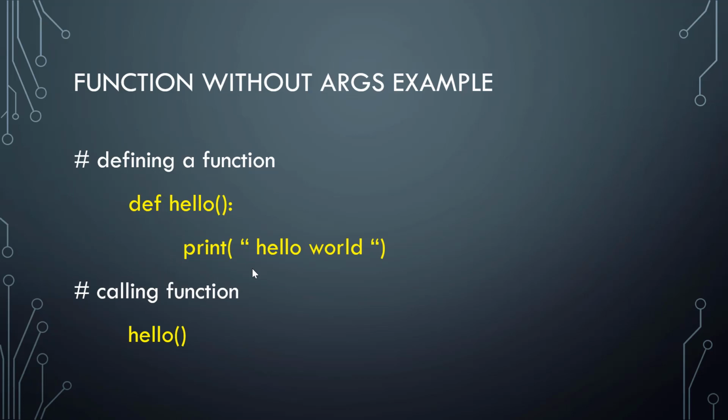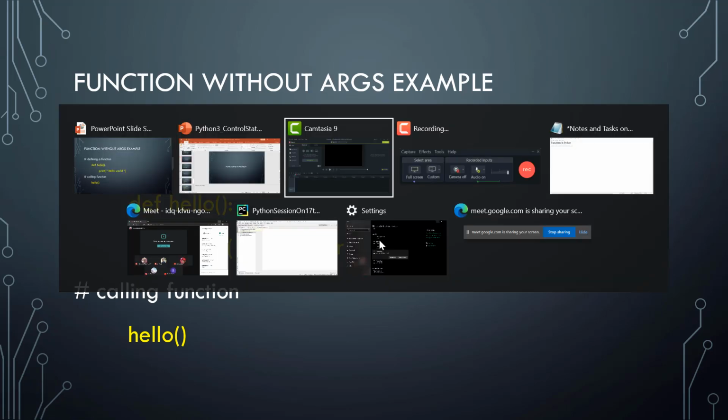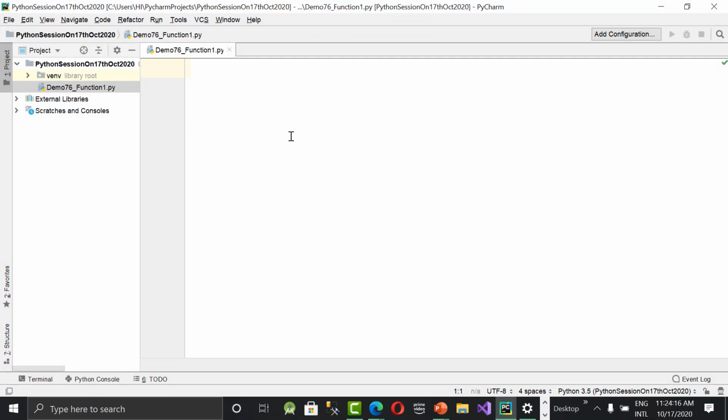So let me show you practically. Let's go to PyCharm and then we'll see how to do this. So now what I'm showing is a function without parameters and without return value. We are not returning any value. No parameters, no return value. Like this, we can write functions.